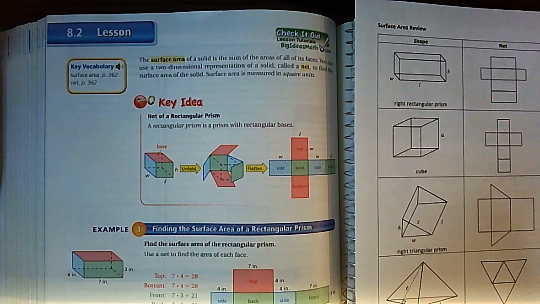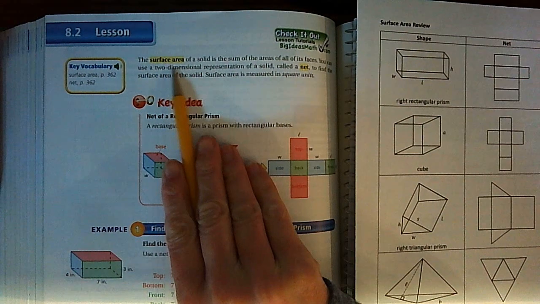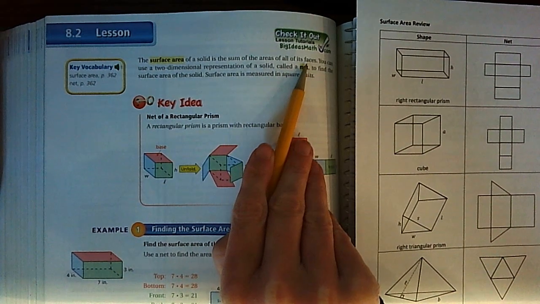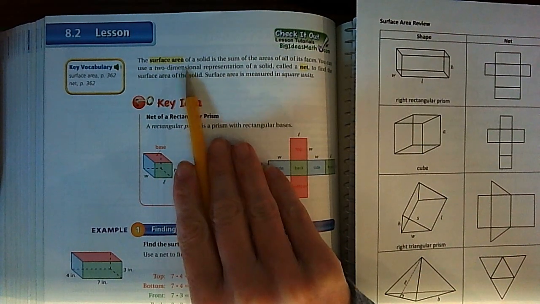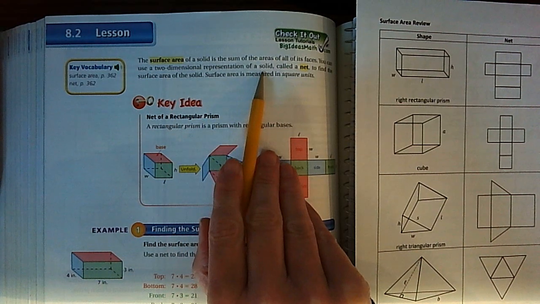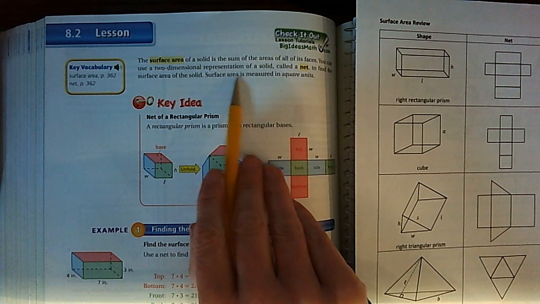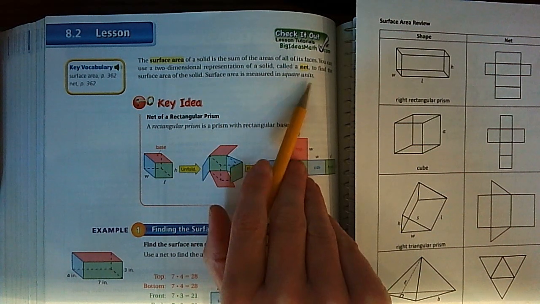All right, everyone, we're back with lesson 8.2 on surface area. So surface area of a solid is the sum of the area of all its faces. You can use a two-dimensional (2D) representation of a solid called a net to find the surface area of the solid. Surface area is measured in square units.